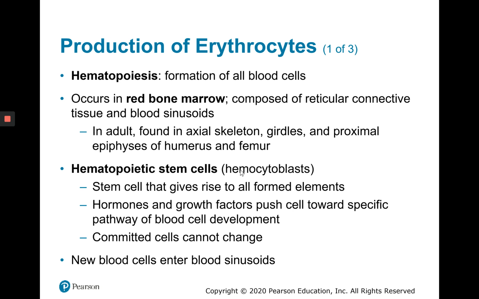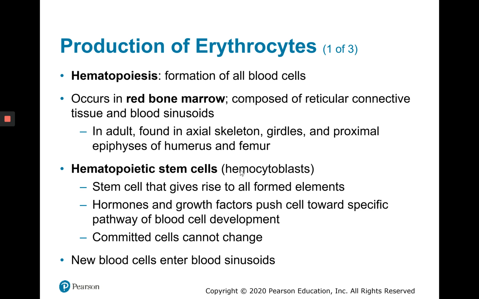Let's move on and talk about the production of erythrocytes, not just what they look like and how they work and their function, but let's talk about hematopoiesis. So hemato, or hemat, is going to be a root word that means blood. Poiesis means generation or production. So this word means the generation or production of blood. So more literally, it means the formation of all blood cells. And that occurs in red bone marrow.